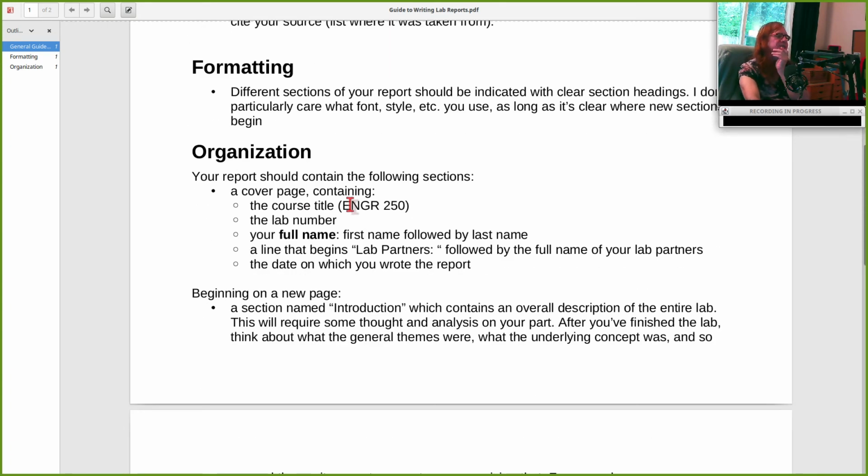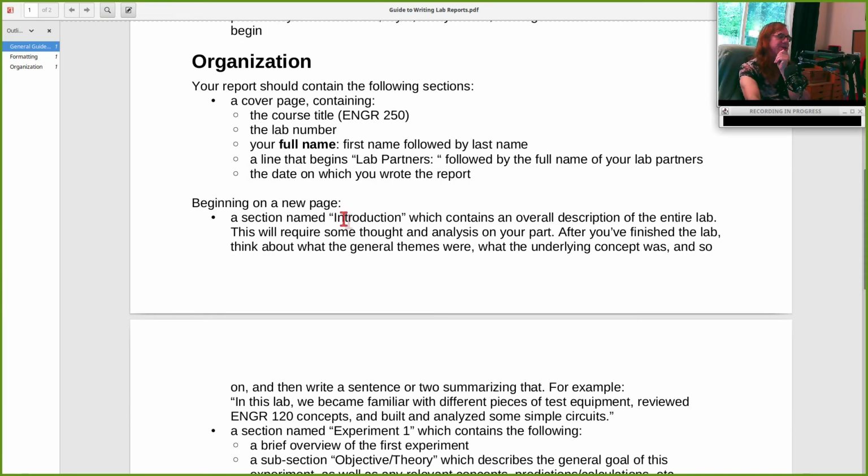here's a suggestion for organization, right? And I'm okay if you change some of the wording of this and so on and so forth. But I'd like your reports to look like the following. So I want a cover page, which basically says Engineering 250, the lab number, your full name, first name, last name, right? That's important. Don't just use initials. If you were working with lab partners, you would list your lab partners, but labs are done individually in this section. And that's all that goes on the cover page. It's a title page, right?